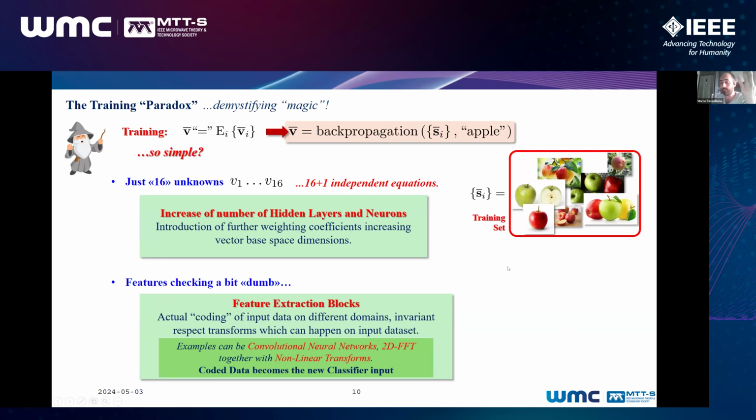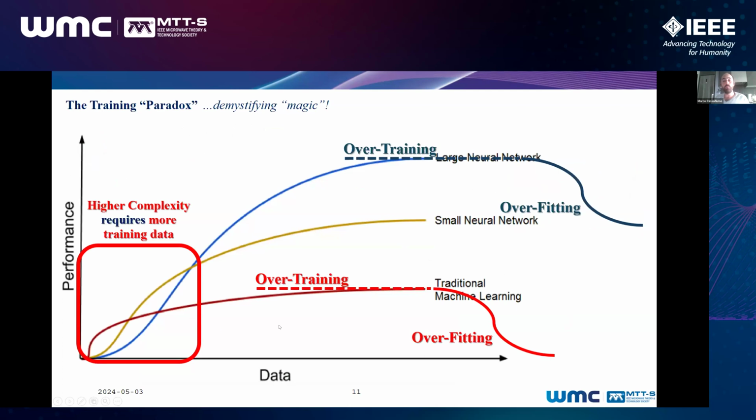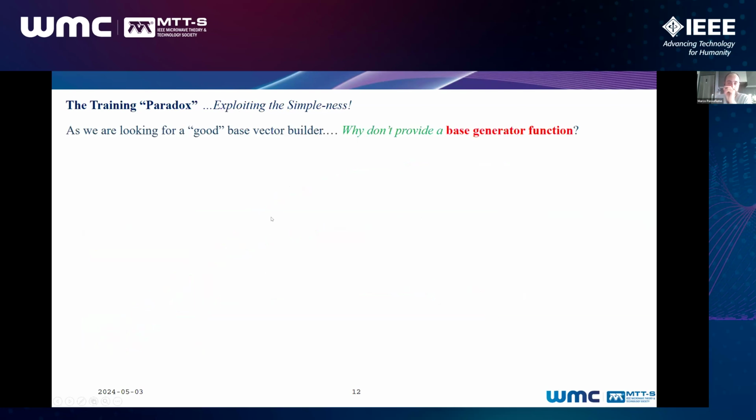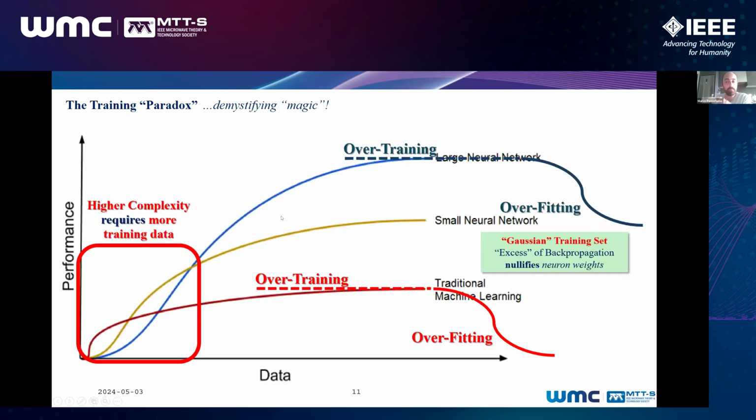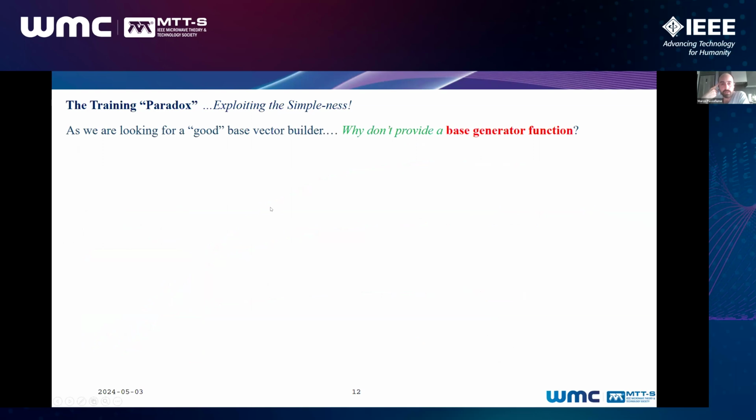And the coded data becomes the new classifier input. Here we have this plot where machine learning got overtraining and overfitting before, just because it's simpler. And I am just complicating things to increase cardinality, to avoid the overfitting that we get from an excess of back propagation with respect to the structure. Why am I telling you all of this? Because if we know all of this, we can think about how to deal with it.